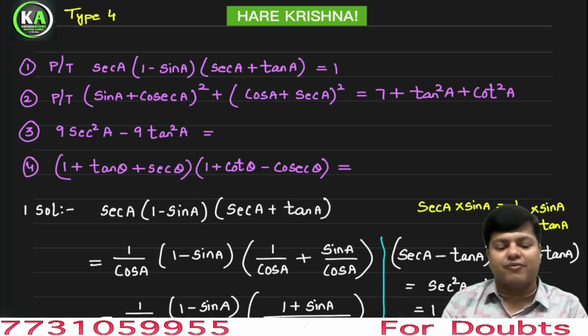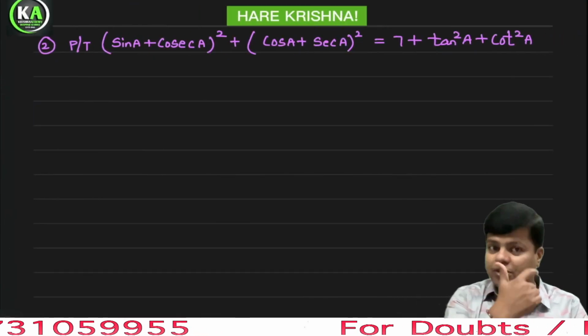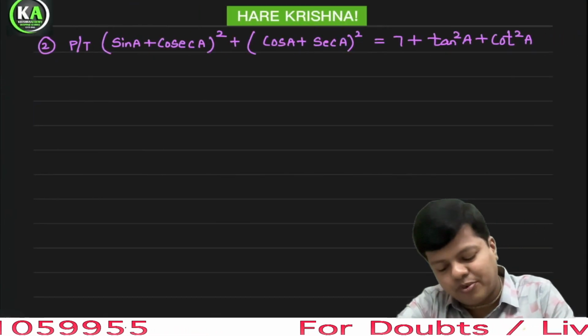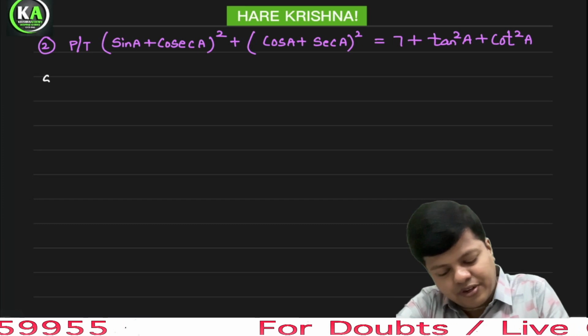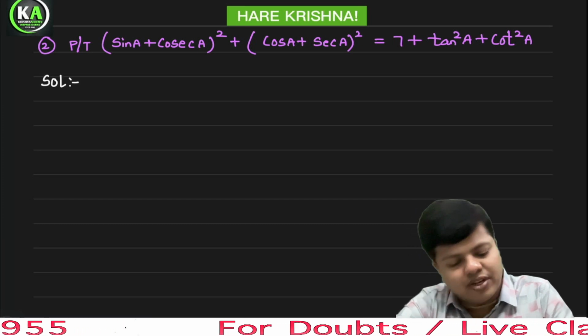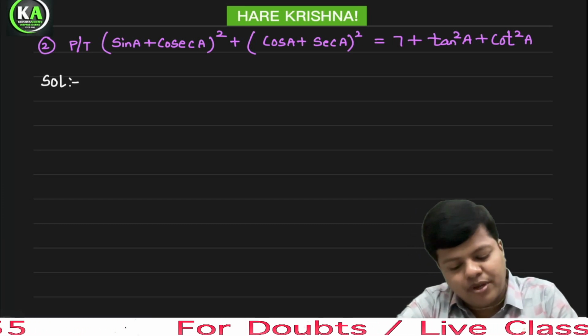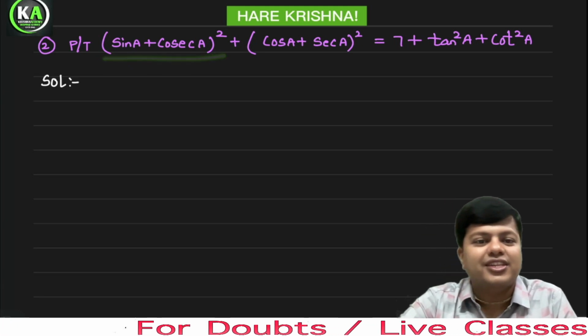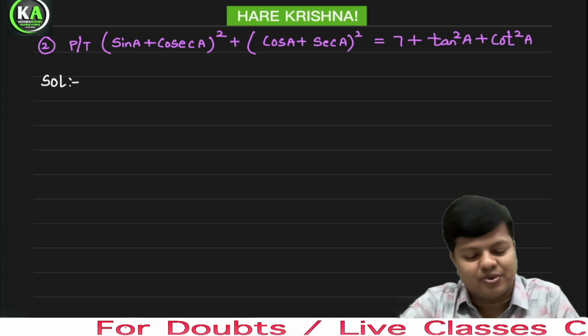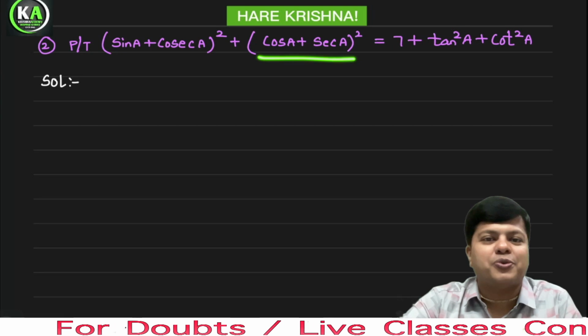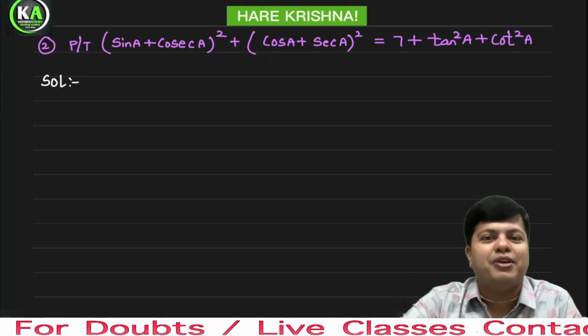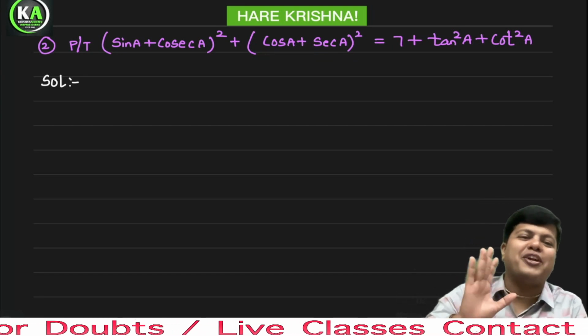Now the second sum, very important. It is from the textbook. See, all are textbook only. Solution, very important, whole square sum. A plus b whole square is a square plus 2ab plus b square. This is so important, student.